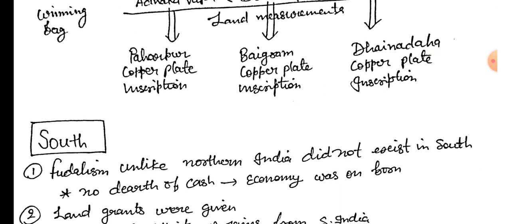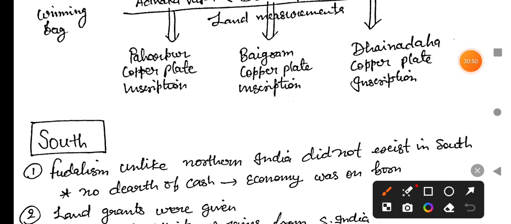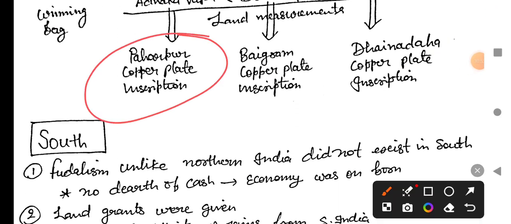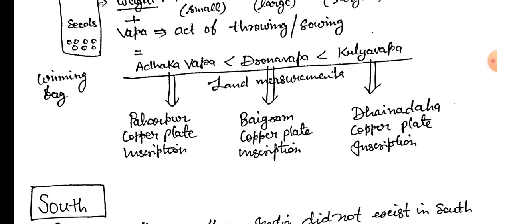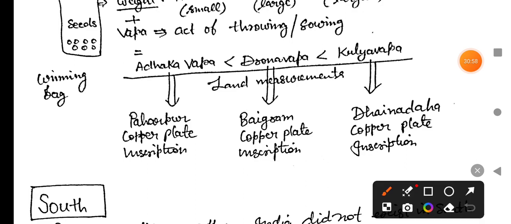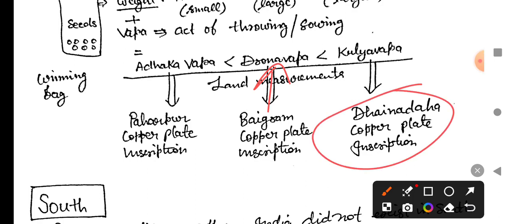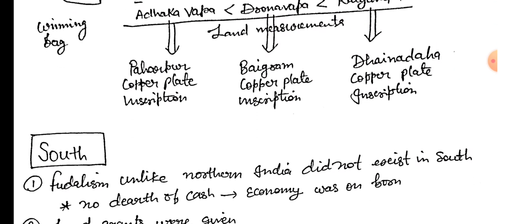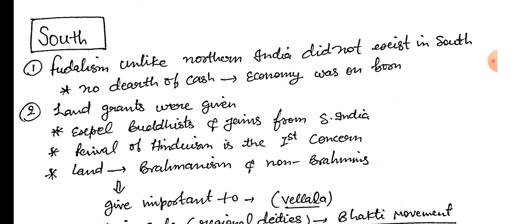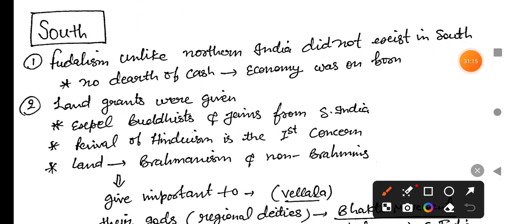You can see that the Paharpur copper plate inscription describes adhak wap, the Bigram copper plate inscription evidence is deciphered for drone wap, and the Dhana Daha copper plate inscription describes kul wap. So these terms are mentioned in these copper plate inscriptions.